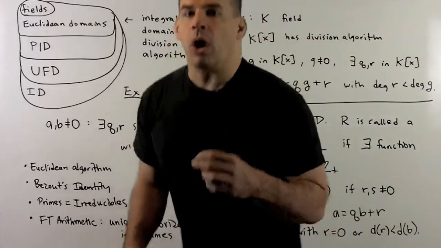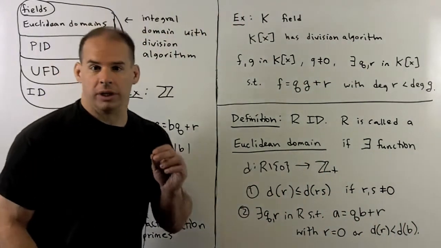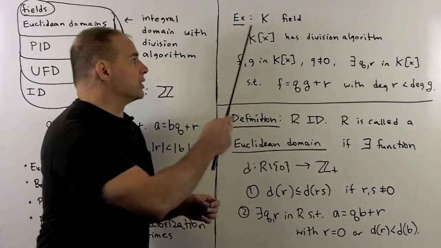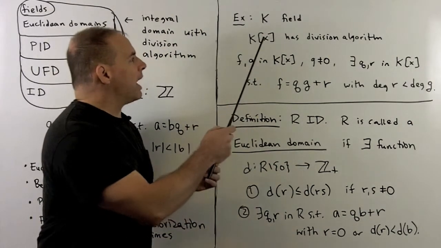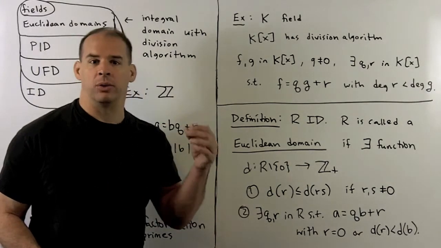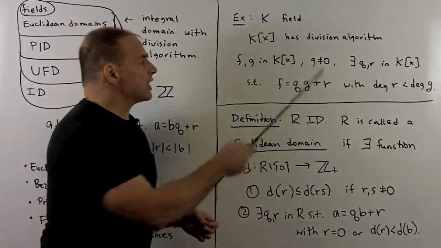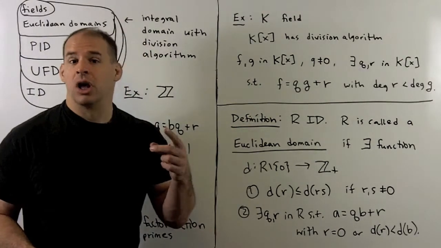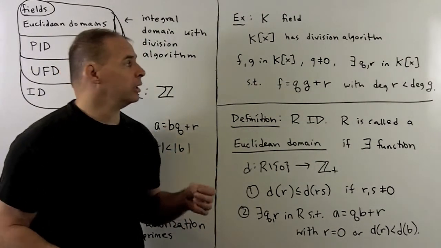Now, we're also familiar with another Euclidean domain. So if K is a field, we can consider polynomials in X over K. Usually you've worked with K equal to the reals. So this has a division algorithm. This is just long division of polynomials.